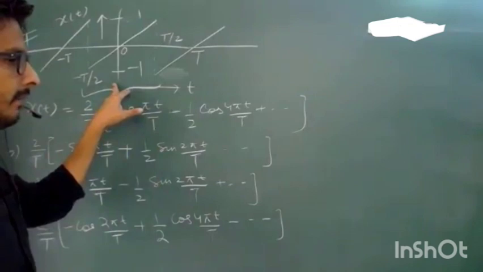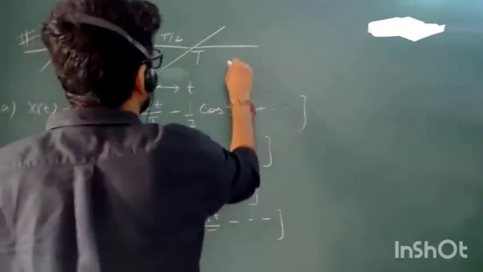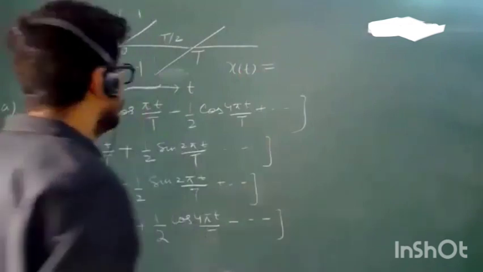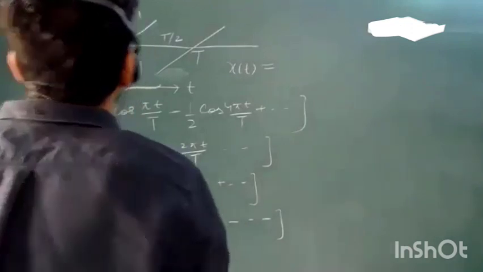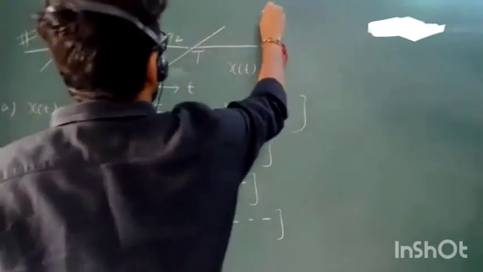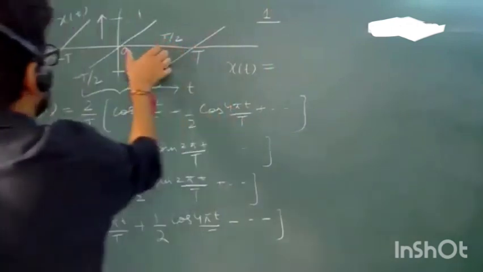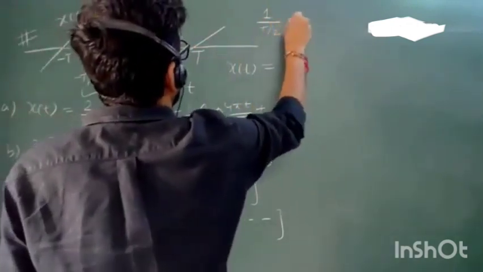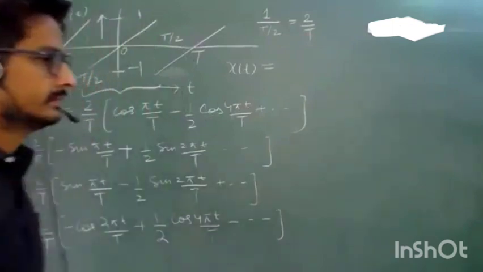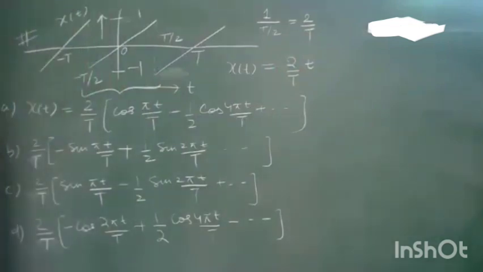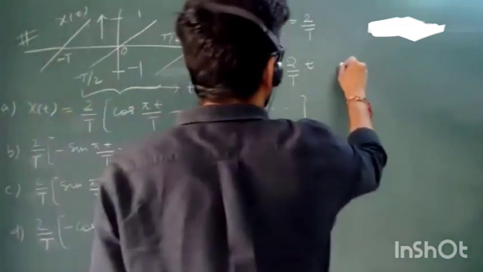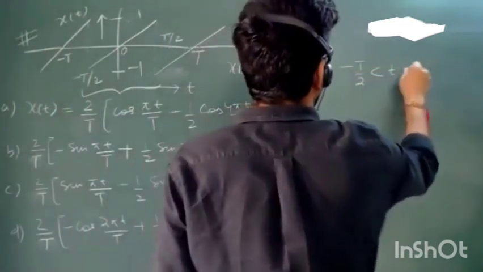Is it understandable? So this function xt is actually equal to what? What is the equation? What is the slope? The slope is perpendicular 1 upon this base, so it will become 2 by t. So it will become 2 by t into t. Correct? So this is the equation, and it is between minus t by 2 to t by 2. So this is the question actually.